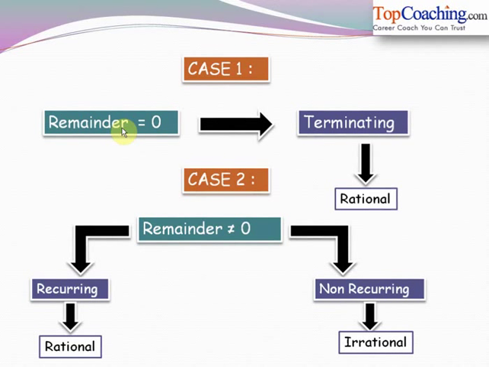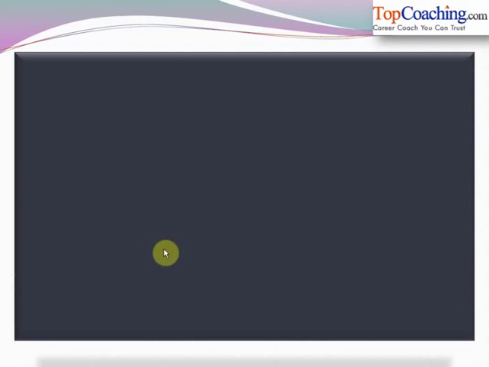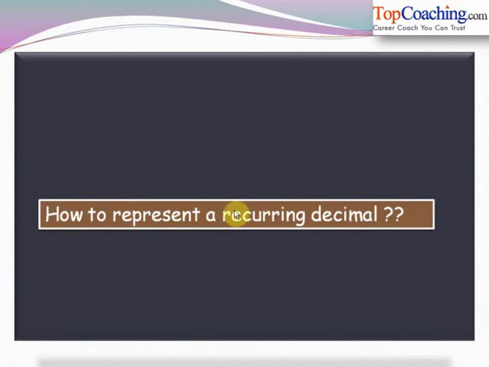But for that again there are two cases. Either it could be recurring, that is the remainder keeps repeating itself after a fixed interval, or the second case could be it is not repeating, or we do not get a fixed pattern. So if we get a fixed pattern, or if the remainder is repeating, then it's a recurring decimal, and such numbers which are non-terminating and also recurring are known as rational numbers. While on the other hand, if we get a non-terminating and a non-recurring decimal number, then this is an irrational number. Now we have seen what are recurring decimals, but now how to represent a recurring decimal?